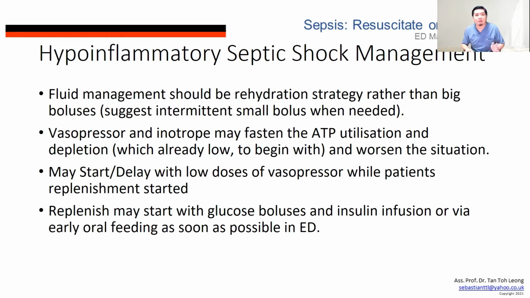So in hypoinflammatory septic shock management also, the fluid management should be a rehydration strategy rather than boluses. So sometimes intermittent small boluses will be needed only. And vasopressor and inotrope may hasten the ATP utilization, as I said, right? And also you may start a low dose or delay the low dose of vasopressor while patient replenishment has already started. Replenishment may start with glucose boluses and insulin infusion, via early oral, or we start the oral feeding as soon as possible in ED. For me, I usually start the early feeding within 6 hours when the patient is in ED, and patient is much more stable usually.